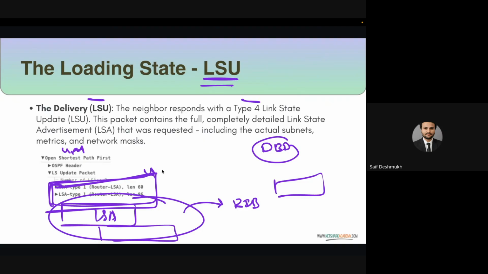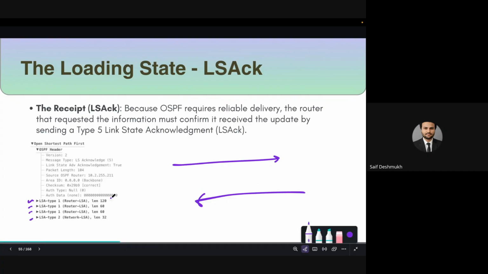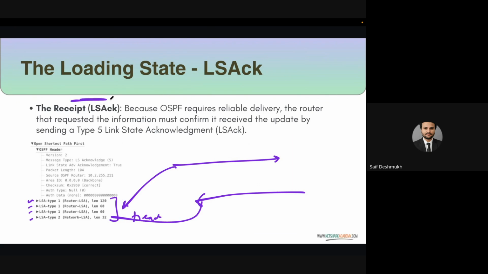Now, this is important information, and for that we need an acknowledgement. The sender sends back an acknowledgement for whatever we have received. Instead of sending the full routing information back, it simply sends the headers of those LSAs we have received. This is the fifth packet we have: the link state acknowledgement, or LSAck in short.